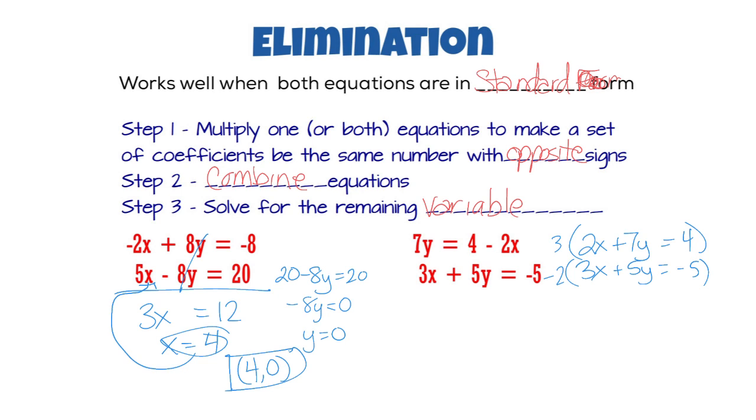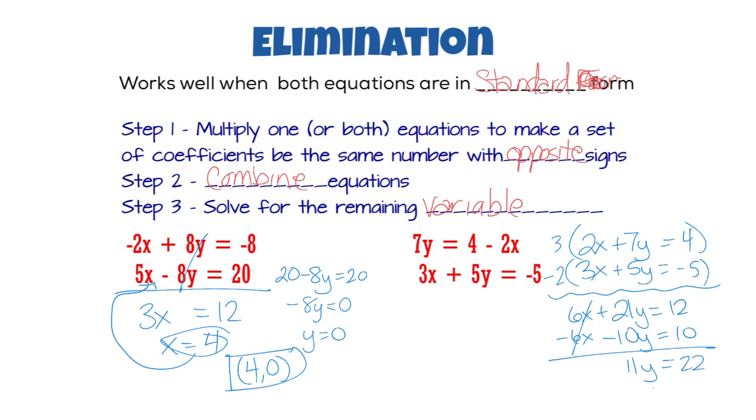Okay, so then what I end up with for my new system is going to be a 6x plus 21y equals 12. And then when I distribute the negative 2, I'll have a negative 6x, negative 10y, and a positive 10. Now I'm going to combine, which means those go away. 21 minus 10 is 11y. And combine a 12 and a 10, that's a 22. How nice is that? y is going to equal 2.